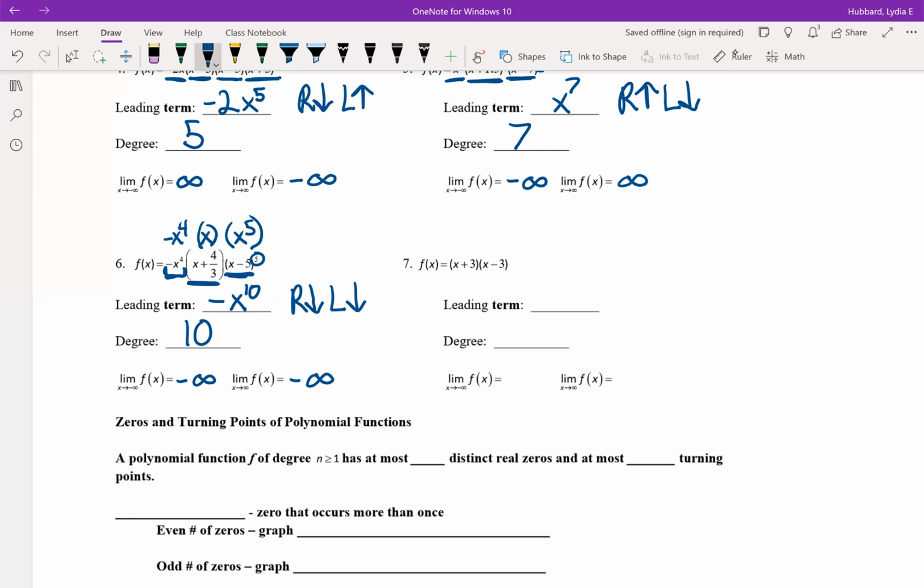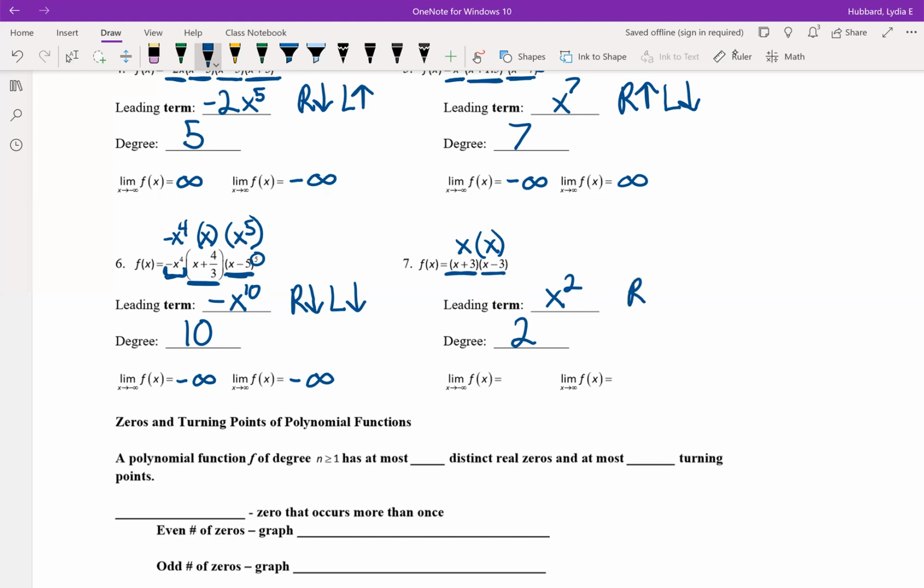Okay. Looking at number 7, the highest degree in my first term is just an x. The highest degree in my second term is also just an x. So we'll multiply those two together in order to get that my leading term is x squared. Again, you do not need to multiply all this out. You do not need to distribute it. This is not asking for standard form. So we just need to find the highest degree term or the leading term. And so that has a degree of 2.